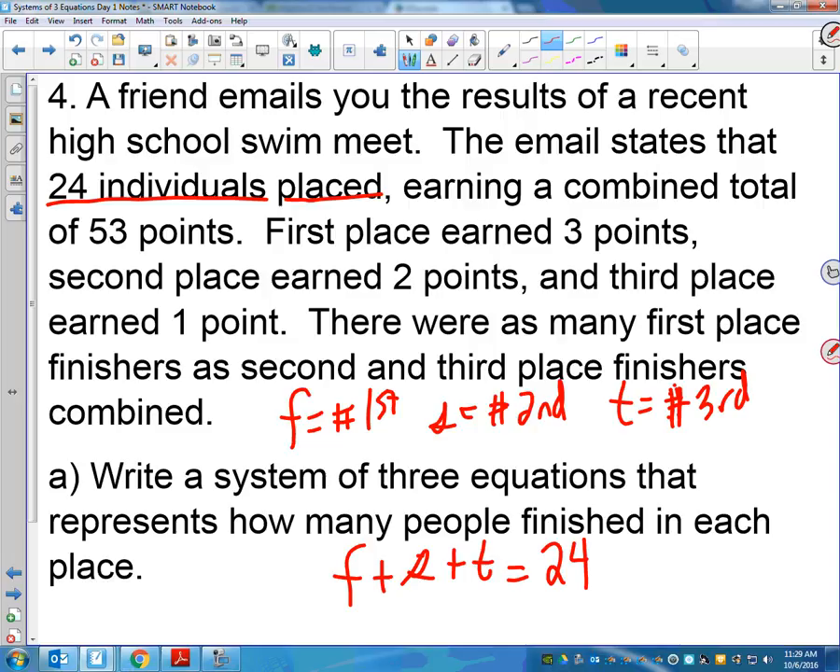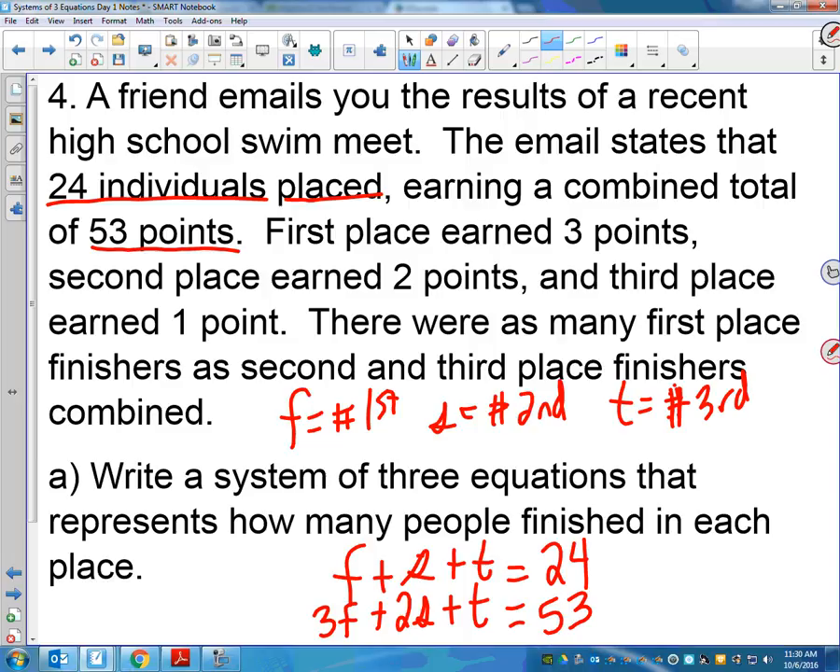And then the other one has to do with points, or how much each chair costs or how much each ticket costs. The other one has to do with 53 points. So I know my second equation is going to be equal to 53. But it's not going to just be F plus S plus T, because how much is each one of those places worth? First is 3. So we would say 3F plus 2S plus 1T, right? So the points have to go with the points. You have to make sure that you put that together. And that's just like the story problem we did last week.